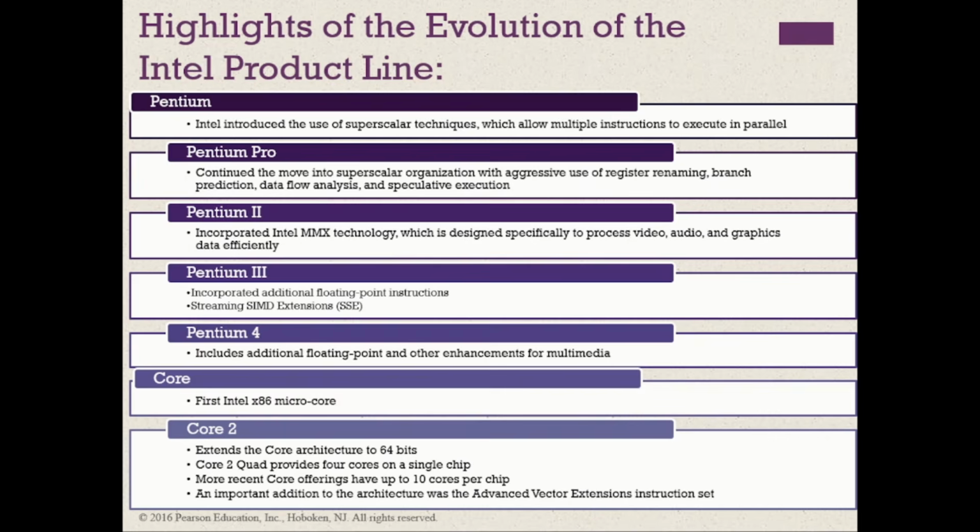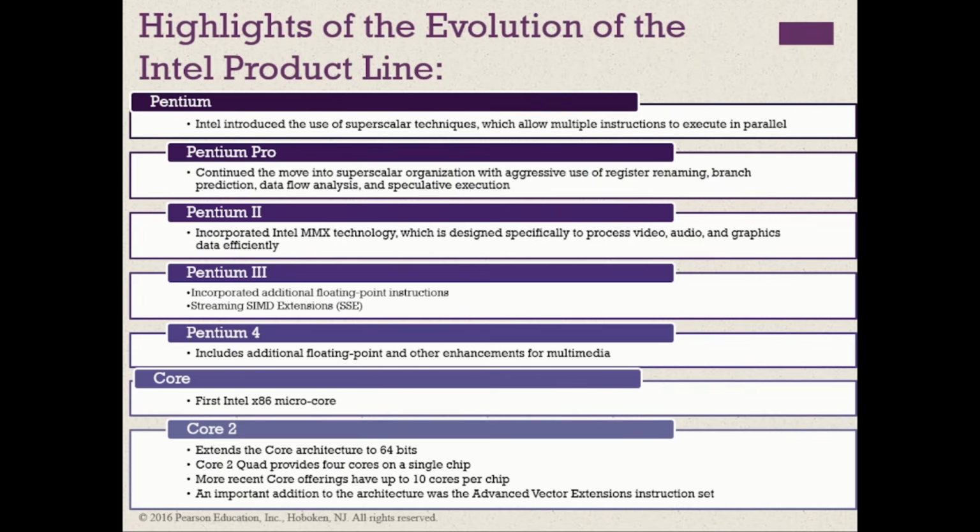And then next we have the Pentium 2. The Pentium 2 incorporated the Intel MMX technology, which is designed specifically to process video, audio, and graphics data efficiently. So MM means multimedia. And then Pentium 3. The Pentium 3 incorporates additional floating point instructions. The Streaming SIMD Extension, or the SSE instruction set extension, added 70 new instructions designed to increase performance when exactly the same operations are to be performed on multiple data objects. Typical applications are digital signal processing and graphics processing.